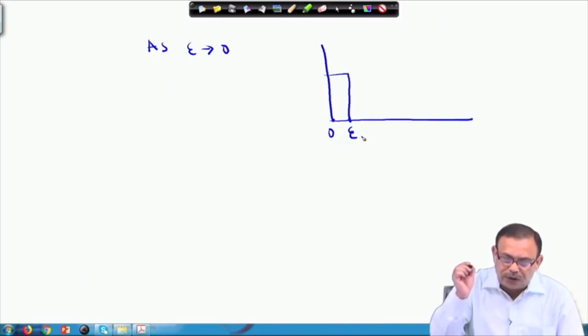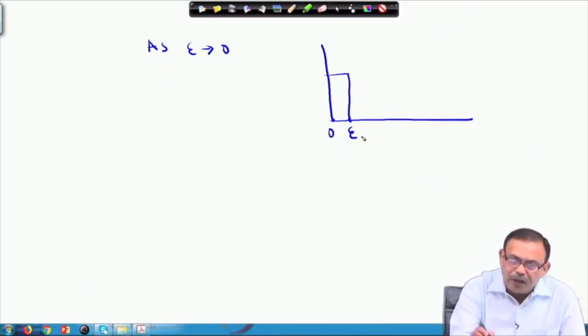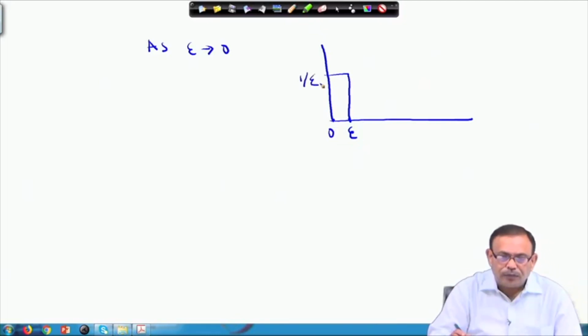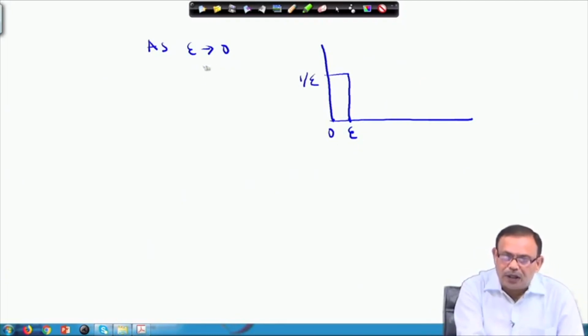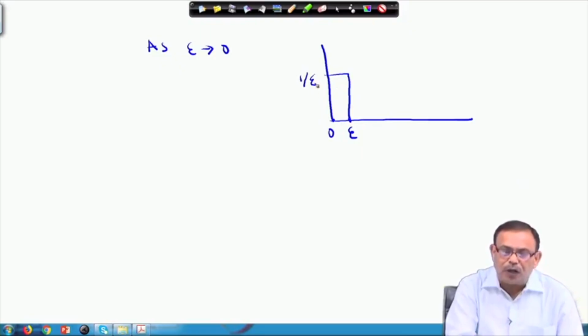This is 0, this is epsilon, and you have 1 by epsilon over here. So, whenever epsilon approaches 0, what happens? The height approaches infinity in such a manner that the area of this rectangle always remains 1. Please note this, because the area of this rectangle is epsilon into 1 by epsilon, so it is 1. The area of this rectangle will always be 1.